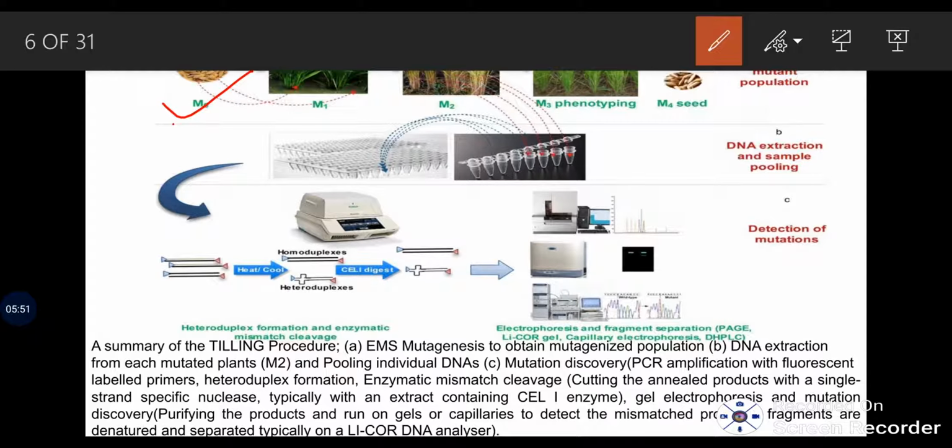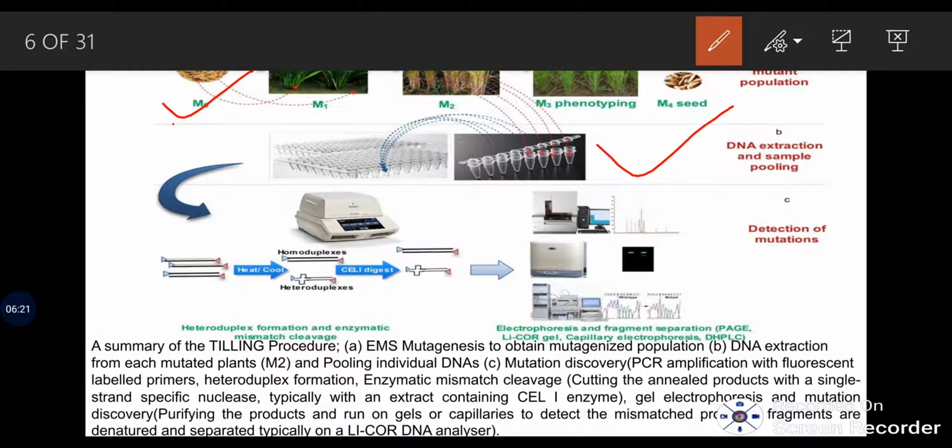After M3 phenotyping, M4 seeds are taken, meaning from many plants the DNA is pooled, okay, and that is just placed in the wells. That is the second step, sample pooling. In the third step here, that is detection of mutations, the strands of DNA are taken. Heating and cooling is done under PCR condition, polymerase chain reaction.